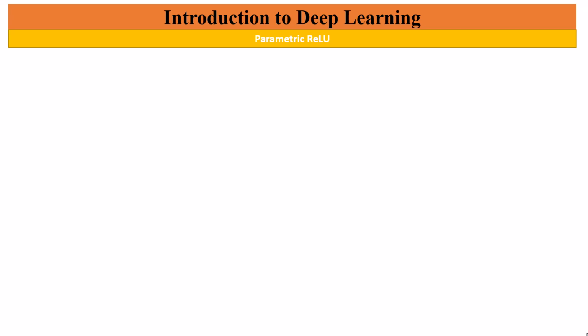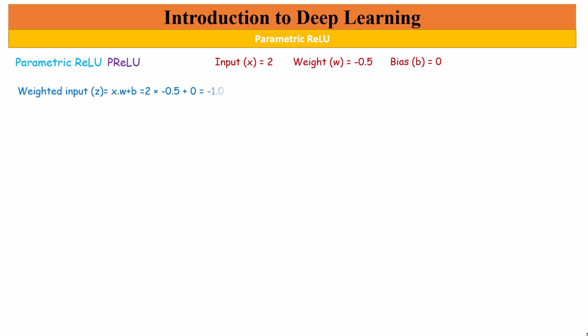In video 16 and video 18, we explained the ReLU and Leaky ReLU activation functions. In this video, we will explore another variant known as Parametric ReLU, abbreviated as PReLU. Before proceeding, let's have some assumptions. The input x equals 2, the weight w equals minus 0.5, and the bias is 0 for simplicity. The weighted input is computed as usual and serves as the input to the activation function.